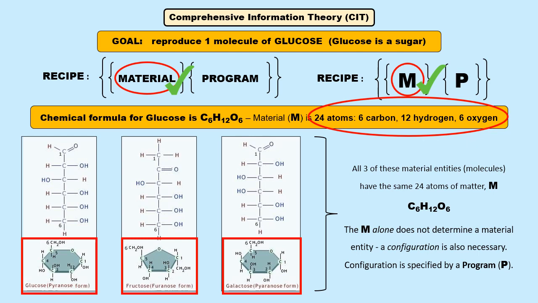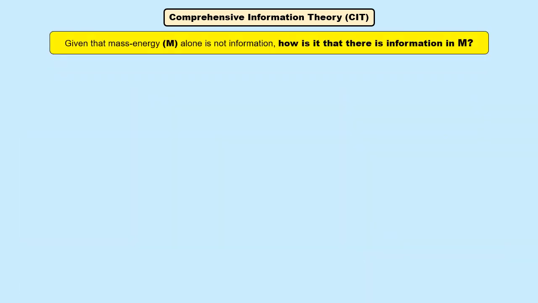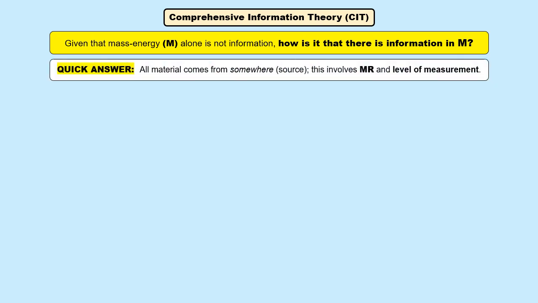The configuration of matter is specified by the program component, or P, of the recipe. That's why only the M part of a recipe is not enough to reproduce a material entity. The second question is, M is mass energy, and since CIT has stated that mass energy alone is not information, how is it that there is information in M? The answer to that question relates to the source of the material, and involves the concepts of measurement reference, which includes the level of a measurement.